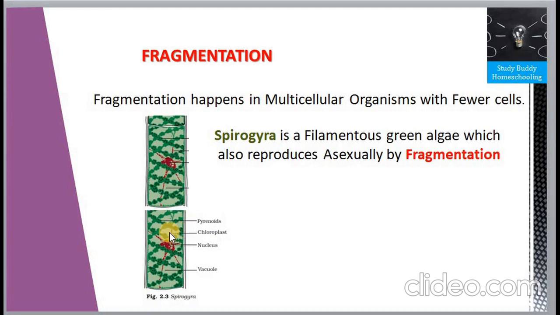Spirogyra is a green filamentous algae which you can find in the ponds. So in the case of Spirogyra, the filaments start breaking out and they fall on the medium again wherever they are, and they start growing into another organism. It doesn't happen naturally, but because of any mechanical injury, or because of increase in salinity levels, or higher temperatures, the septa gets separated and this one falls as a fragment and it gives rise to another individual.